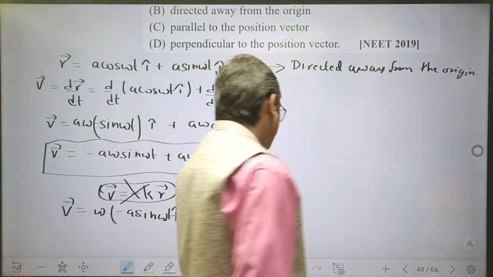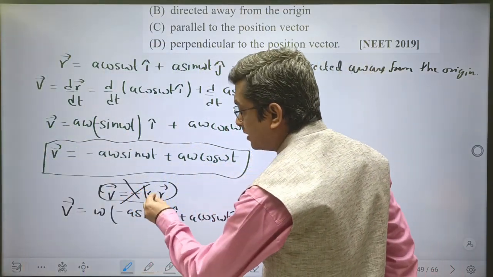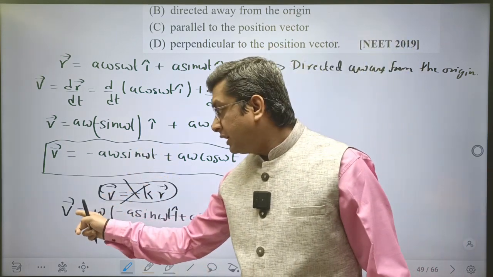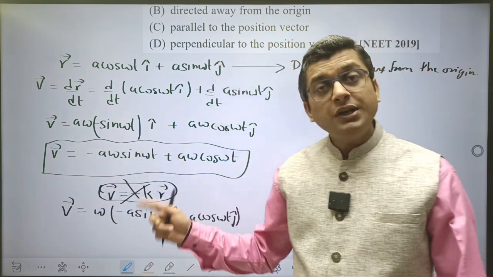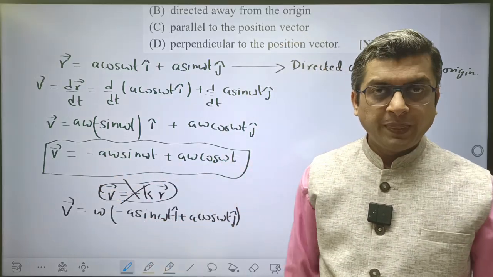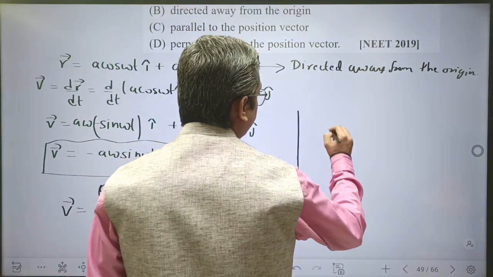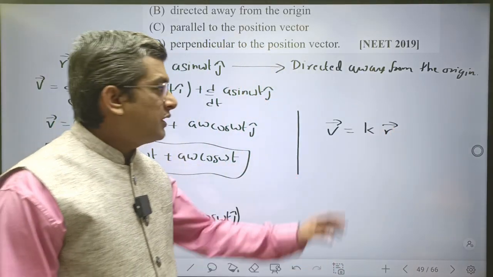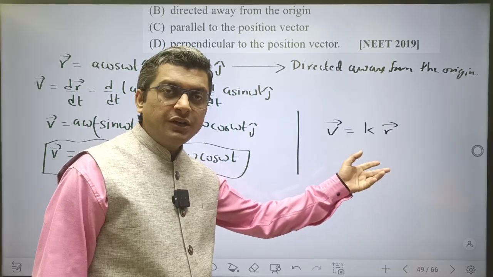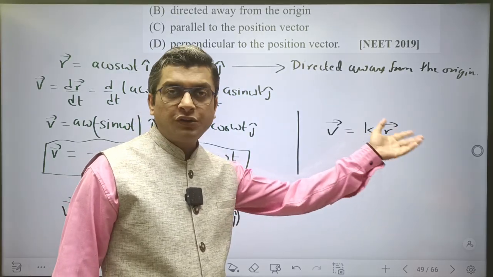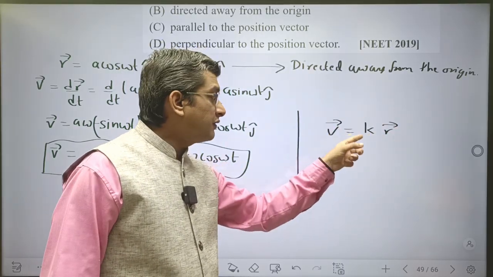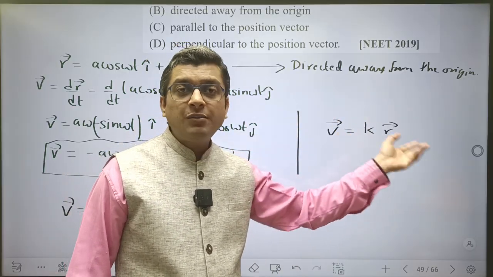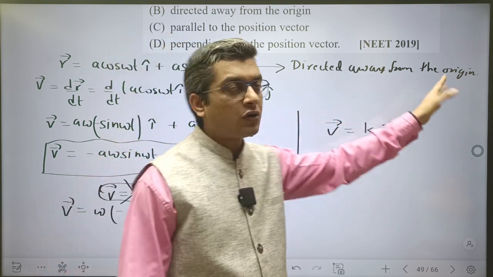I mean, it never gives the value that some constant multiplied by the position vector is equal to the velocity vector, isn't it? So neither will it be directed towards the origin nor away from the origin, because in both cases it must satisfy the relation v is equal to k times the position vector. If k is a negative constant, then v is opposite to the direction of the position vector, that is towards the origin, and if k is a positive constant, then velocity has the same direction as the position vector, that is directed away from the origin.